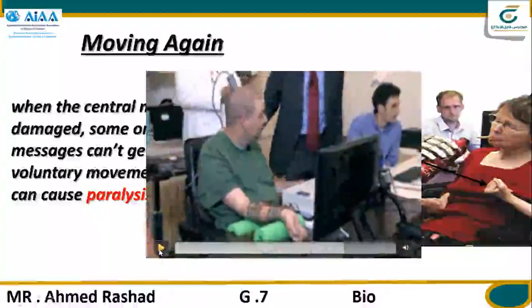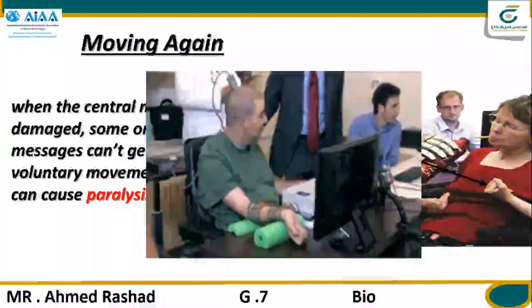Excellent. So this man has paralysis. Paralysis is the disability to make any voluntary movement. So this man sent the first message for a voluntary movement from the brain to the muscles in his arm to make it move. That shows how the nervous system works and gives signals from your brain to the muscles, and how we can classify the main organs in the nervous system.